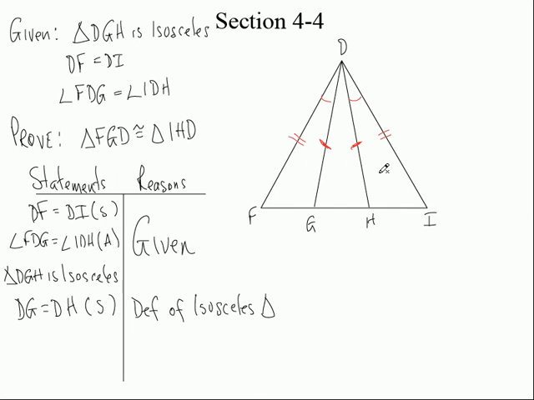So what can I now say about these two triangles? That they are congruent to each other. And why are they congruent to each other? Side, angle, side. We don't say SAS. We say what? Side, angle, side. All right.